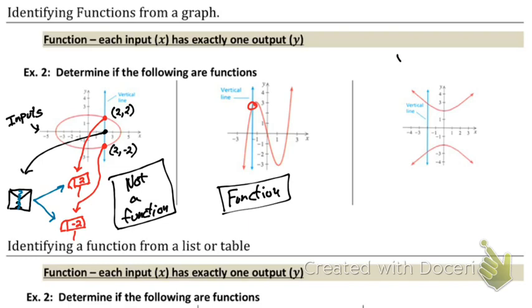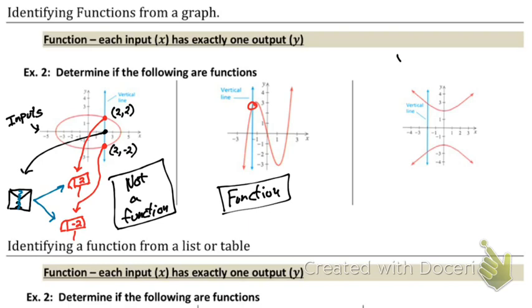Last one. Is that a function or not a function? Jack says no, because there are 2 solution sets, because it's a union. Yep. So is it a function or isn't it? It is not a function. It is not a function because it hits 2 places.